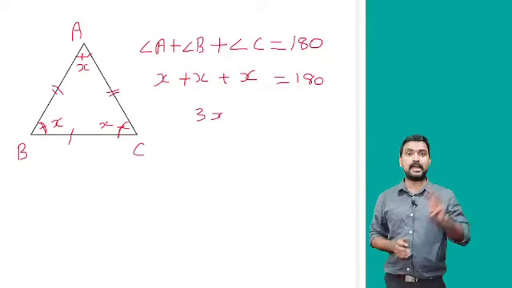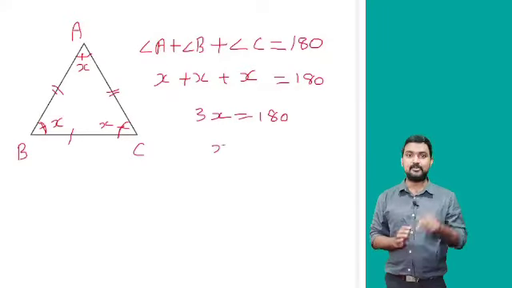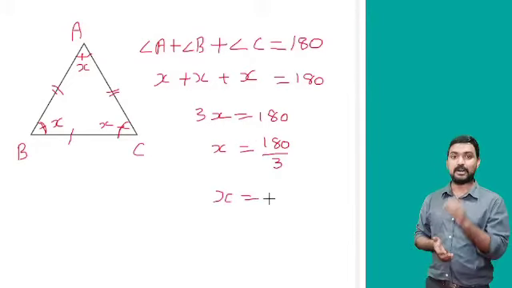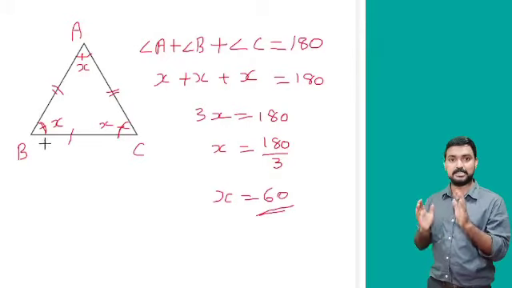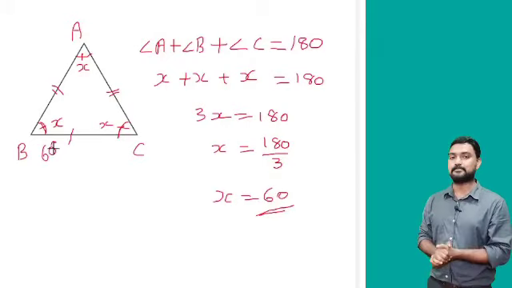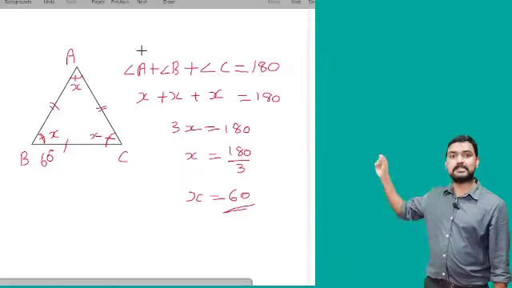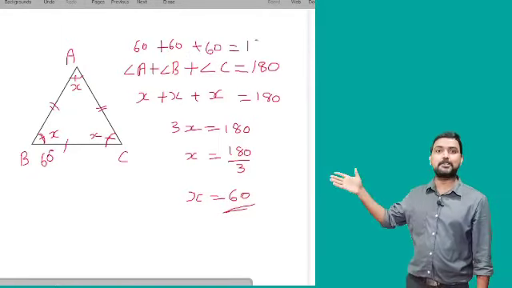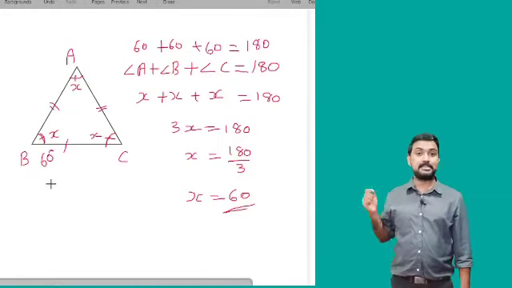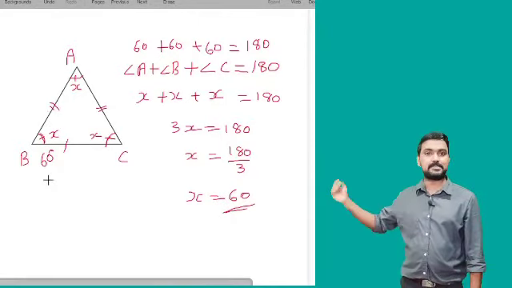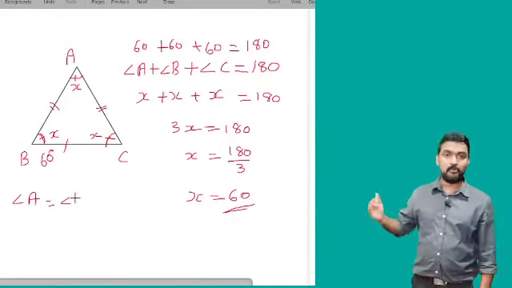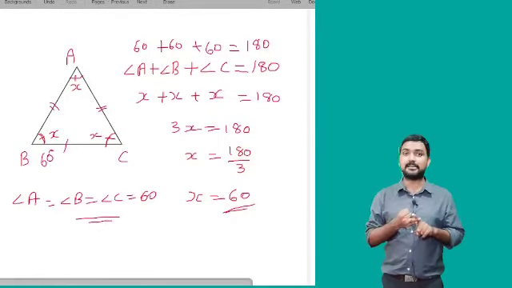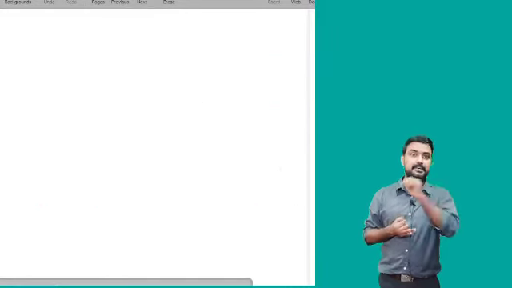So three equal angles make 180 degree, which means we can divide 180 by 3 to get each angle. 180 divided by 3 is equal to 60. So each angle will be 60 degree. Then only angle A plus angle B plus angle C is equal to 180 degree, because each angle is 60, and 60 plus 60 plus 60 is equal to 180. So what we understood: equilateral triangle means all angles are equal and all sides are equal. Each angle is 60 degree.